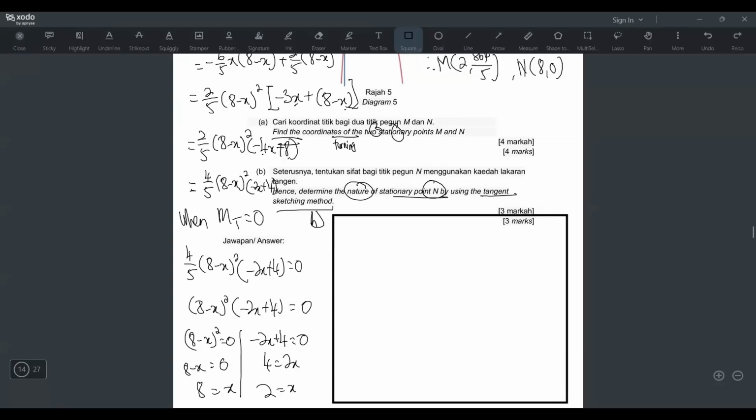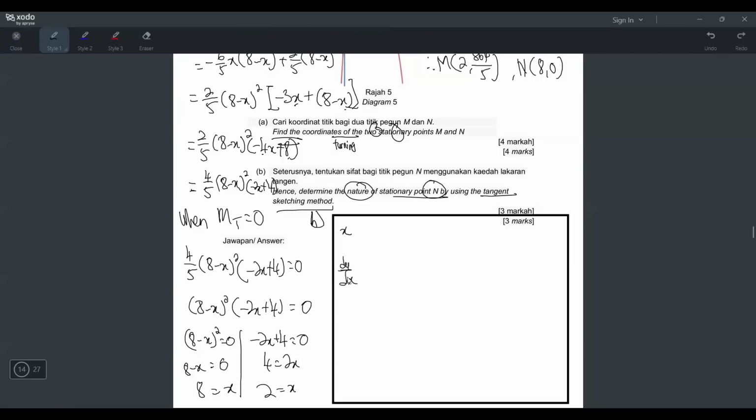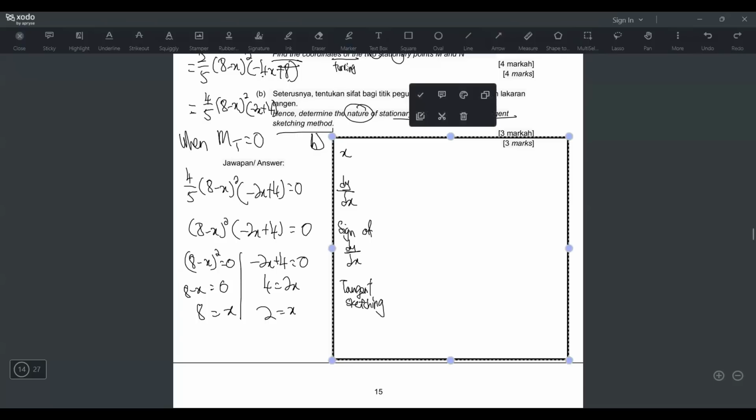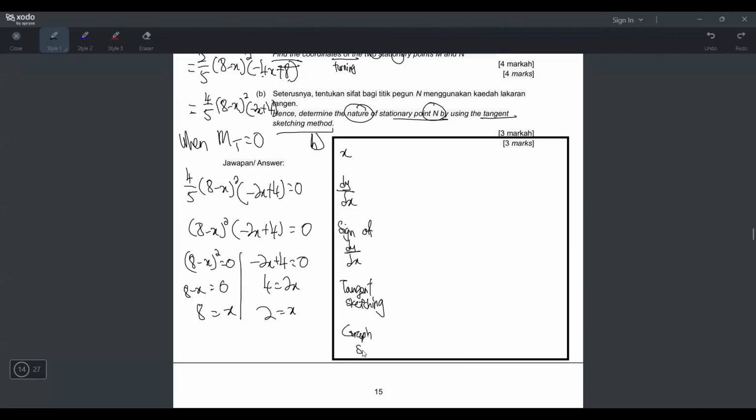Okay, so you have to draw a table, all right? The table needs to have x, and it needs to have dy/dx. Or okay, I should write the sign of dy/dx, right? dy/dx first, then only the sign. Sign means positive or negative. After you know the sign for dy/dx, it means you know the tangent gradient is positive or negative, so you can do the tangent sketching. And then the last column is the graph sketching, right? For graph sketching method, we have to do it this way. Alright, let me enlarge it. So this last one is the graph sketching.